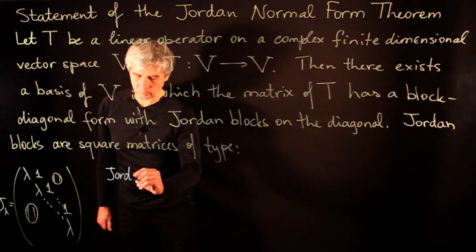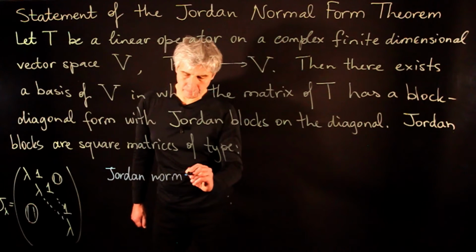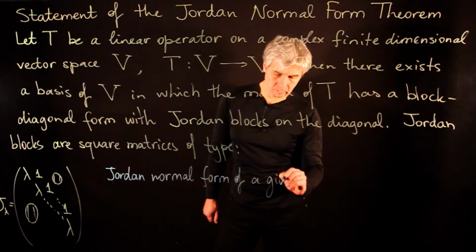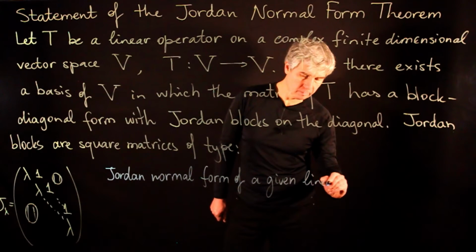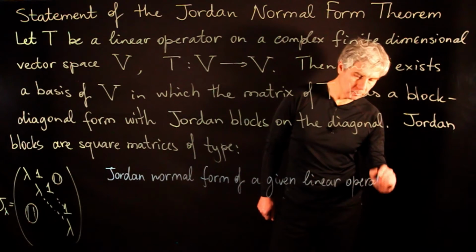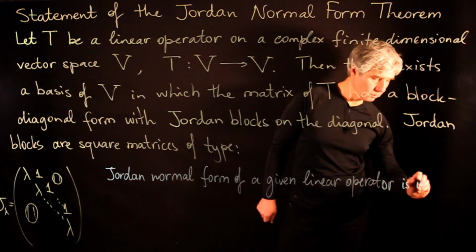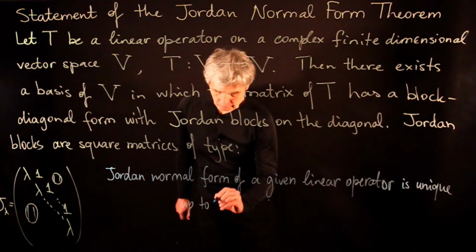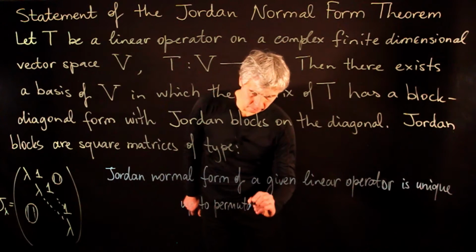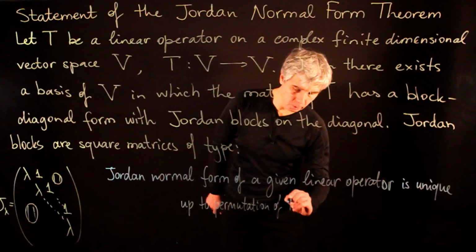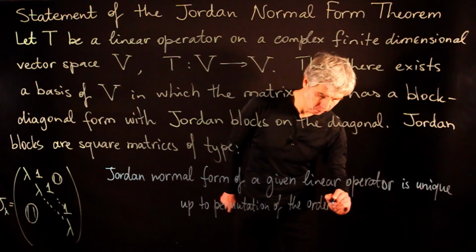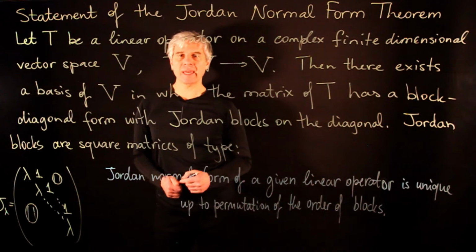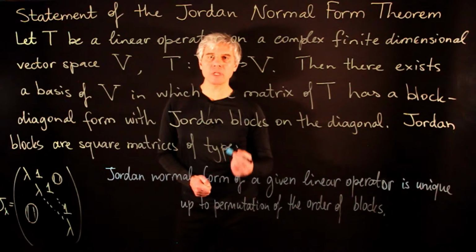Jordan normal form of a given linear operator or a matrix is unique up to permutation of the order of blocks. This means that any given matrix has an essentially unique Jordan normal form.